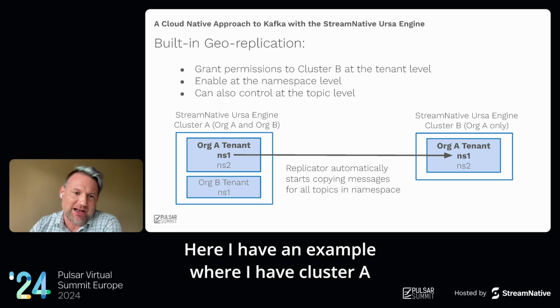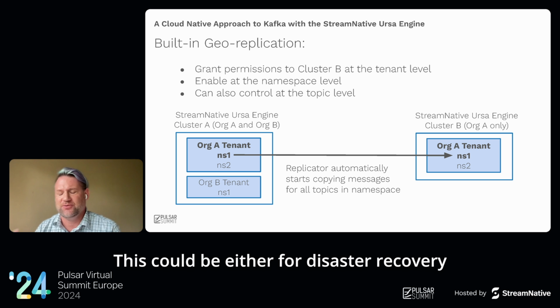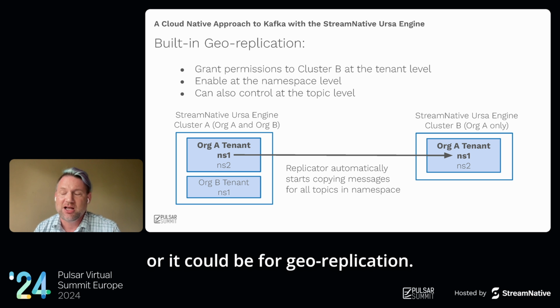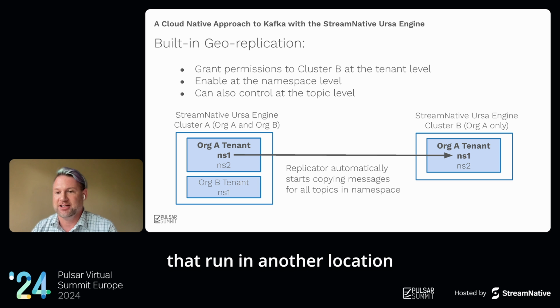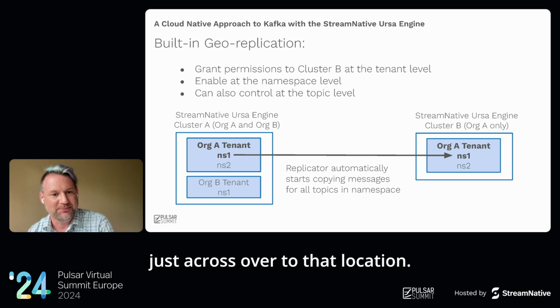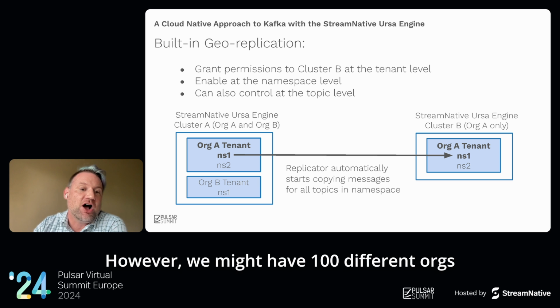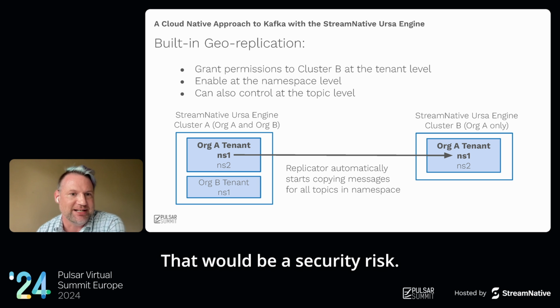Here I have an example where I have cluster A, and then I want to do geo-replication to cluster B. This could be either for disaster recovery, or it could be for geo-replication. Maybe you have a bunch of applications that run in another location, and you want to move that data just to cross over to that location. However, we might have 100 different orgs over here in cluster A, and not all of them should have permissions to cluster B. That would be a security risk.